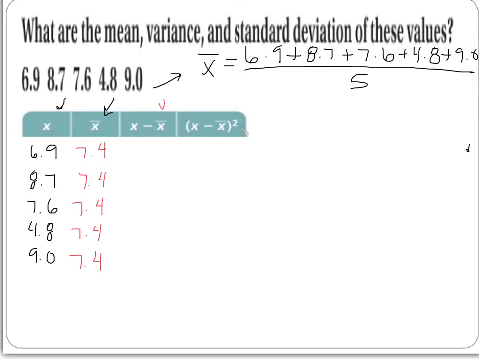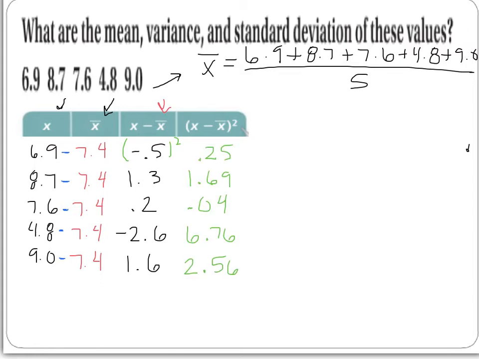Now the next column that I have is my number minus my mean. So if you look at my chart, it's basically putting a subtraction in between each of these numbers. So you can fill that in. When I subtract my mean from my actual data point, these are the different numbers that I come up with: negative 0.5, 1.3, 0.2, negative 2.6, and 1.6. And then my final column to help me find the variance and the standard deviation is taking this number here and squaring it. So I already figured out the numbers, now I just have to square each of those numbers. And you should always get positive numbers. And that is what each number squared is.